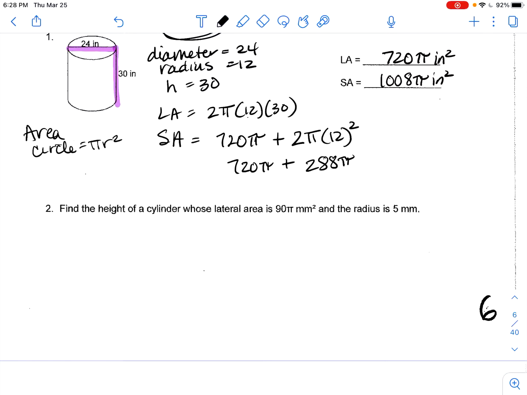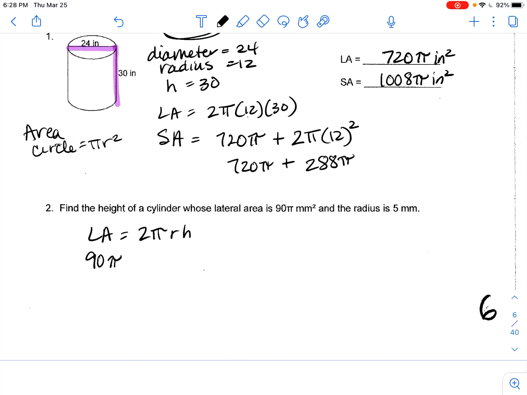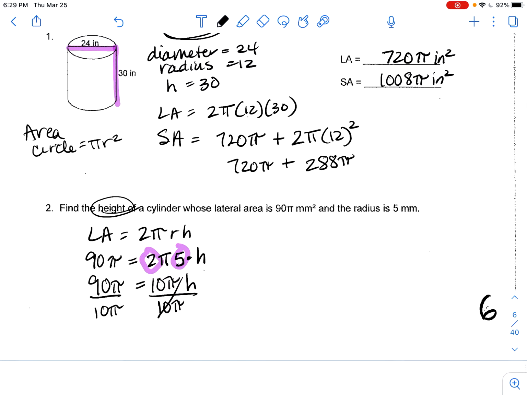And the last one, find the height of a cylinder whose lateral area is 90 pi millimeters squared, and the radius is 5. I'm just going to go ahead and write down the formula, 2 pi r h. And so we're just solving for h. We're just trying to find the height. So I've got 90 pi, and if I multiply the 2 and the 5, that gives me 10 pi. If I divide both sides by 10 pi, h is going to equal 9. So the height is going to be 9 millimeters.